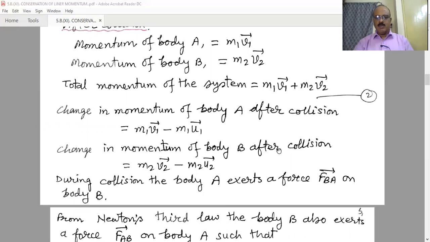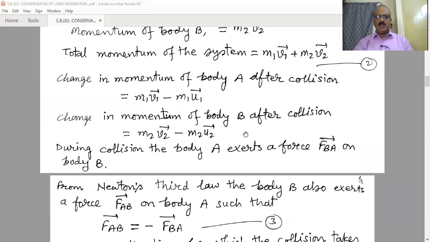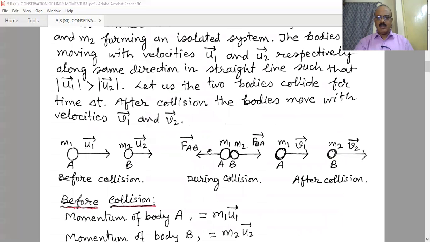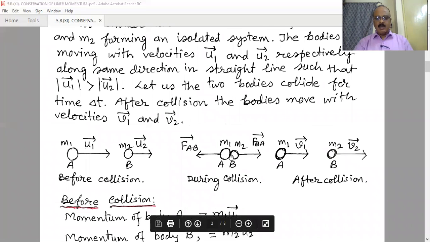Similarly, the change in the momentum of body B after the collision: the final momentum of body B is m2 v2, minus m2 u2. During the collision, body A exerts a force FBA on body B. Now, let us look at the picture. During the collision, object A exerts some force on object B, and object B exerts some force on object A, as the interaction takes place here.